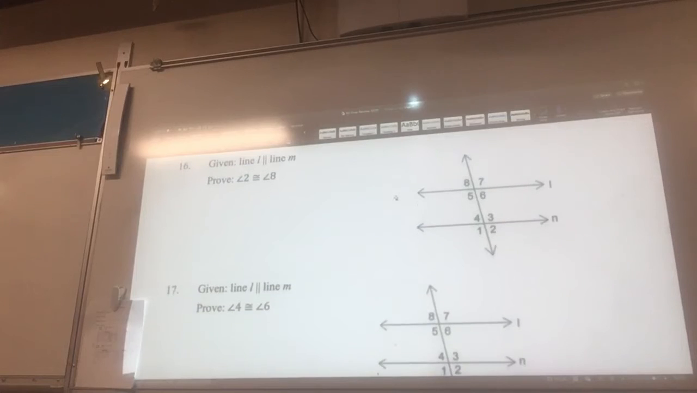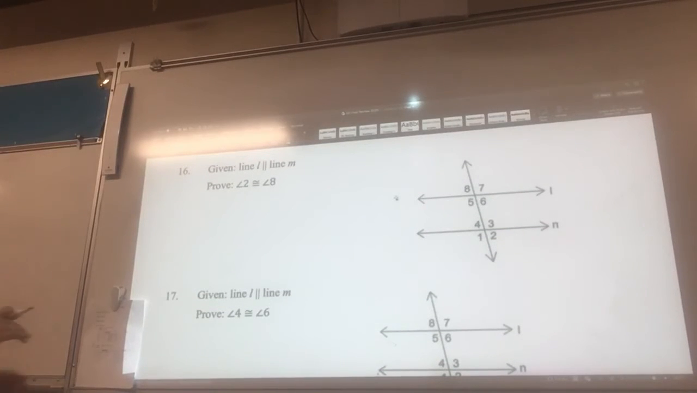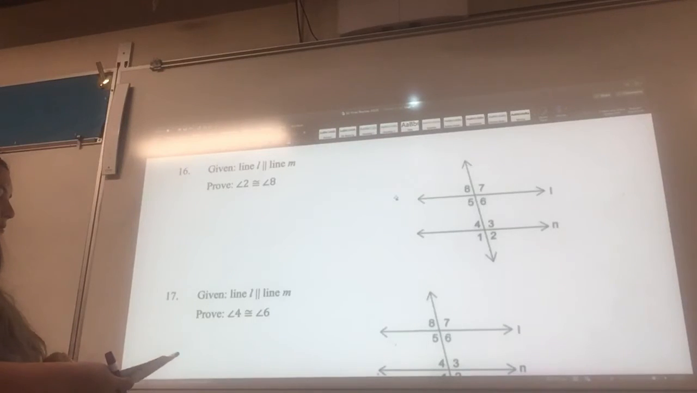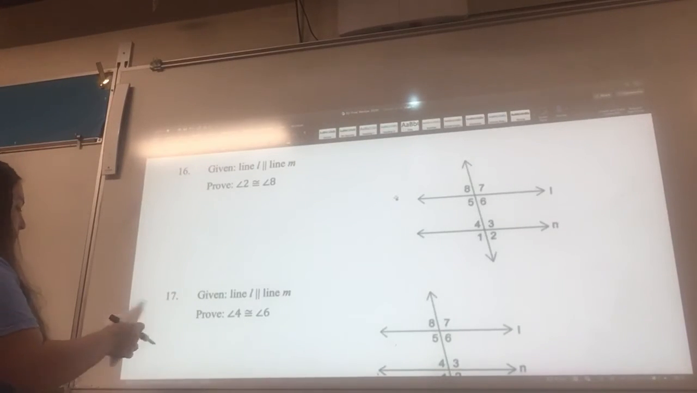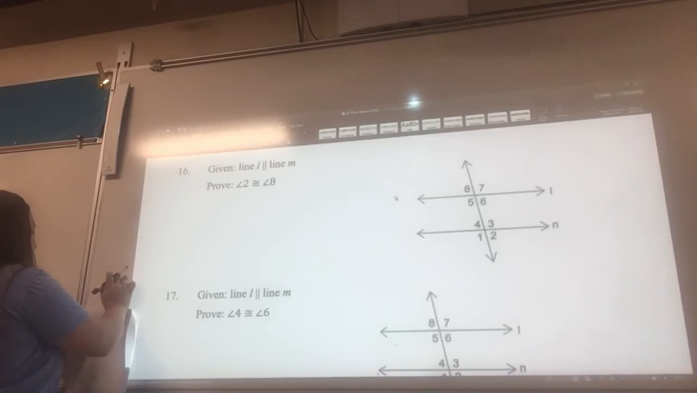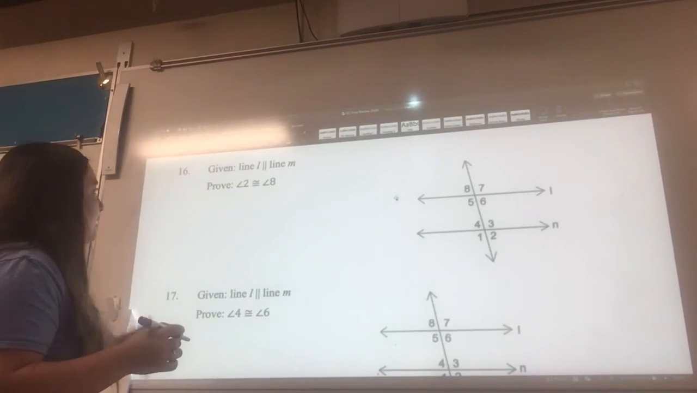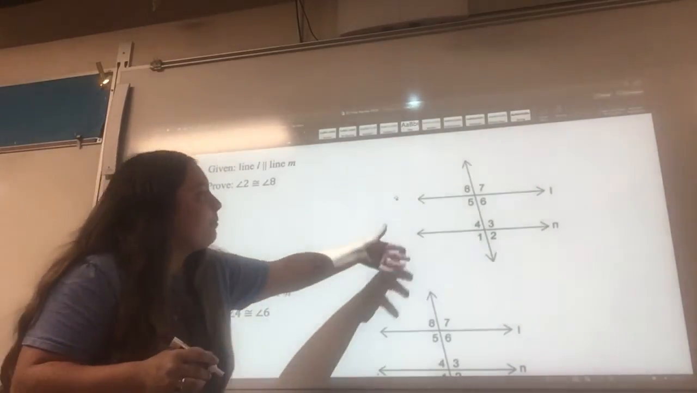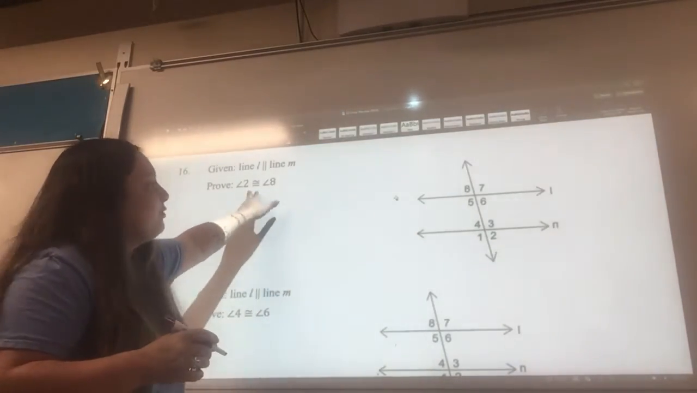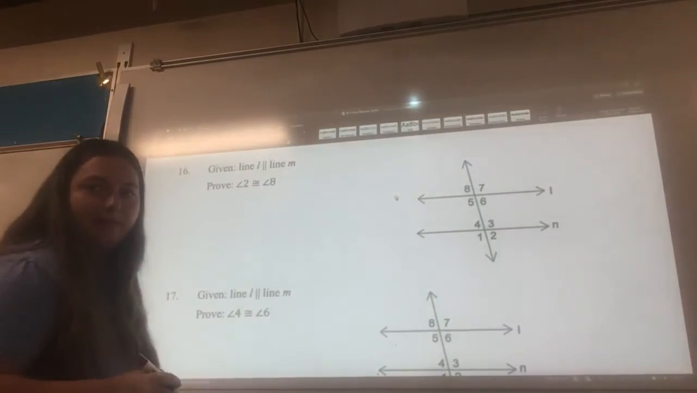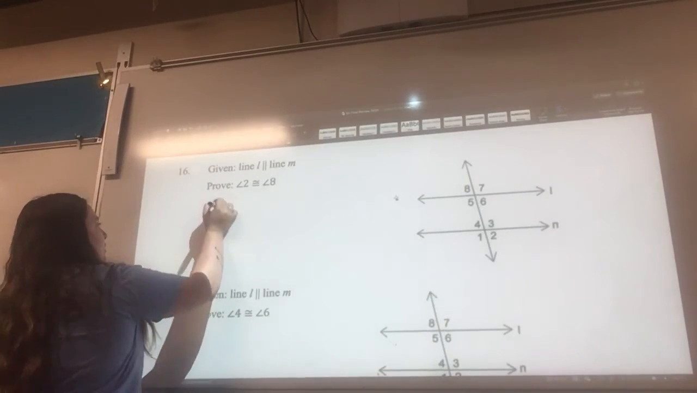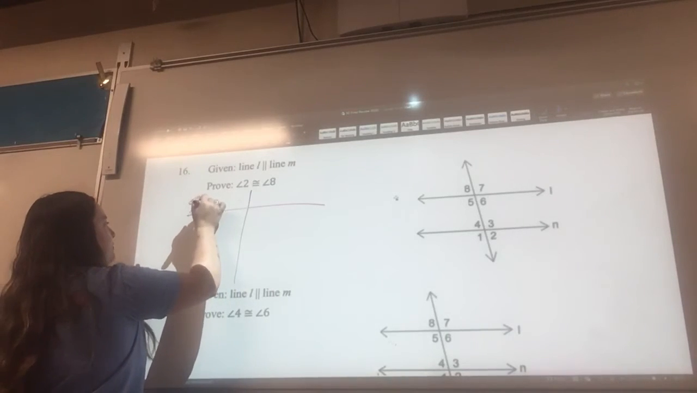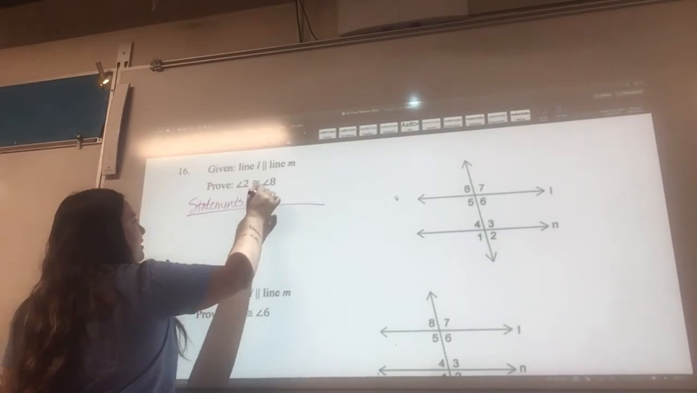So remembering our next proofs here with transversals, if you can do one with me, you can do the other by yourself. I promise, you'll be great. All right? So on this one, we are given that line L and line N, it's supposed to be an N, are parallel, and we need to prove that angle 2 equals angle 8. So we need to make our lovely graph for our proof, so our statements and our reasons.